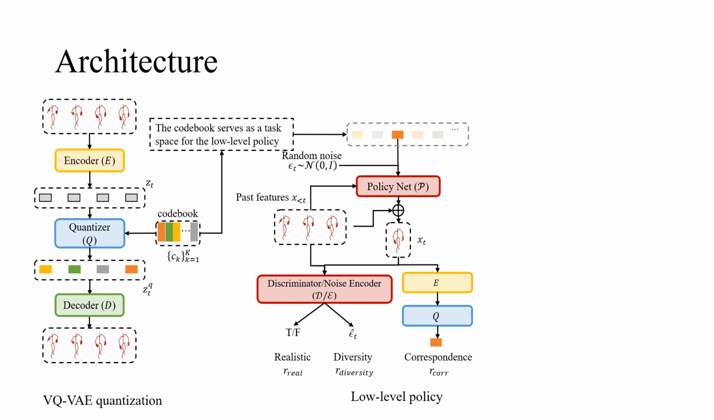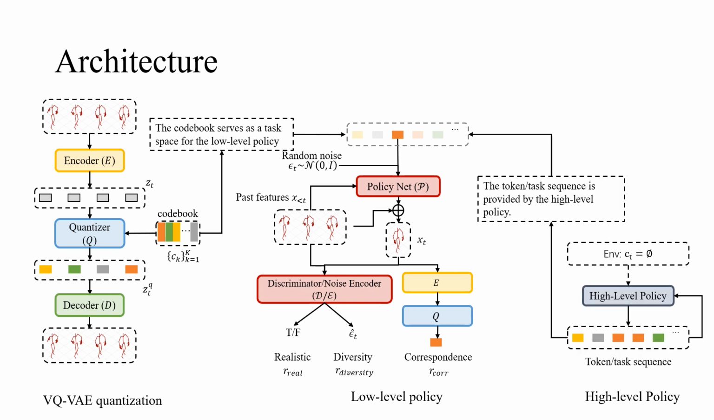The correspondence reward stands for whether the output frame hits the specified input token. We use the VQ-VAE encoder and quantizer to transform the output frame back into the token space. If the output token turns out to be the same as the input token, the reward is 1, otherwise the reward is 0. We use PPO to train the low-level policy network. Generally speaking, the high-level policy should take both the driving source C and the past frames as input. In our setting, we focus on the scenario where the condition C is an empty set. We try both an autoregressive high-level policy and a random prior policy.